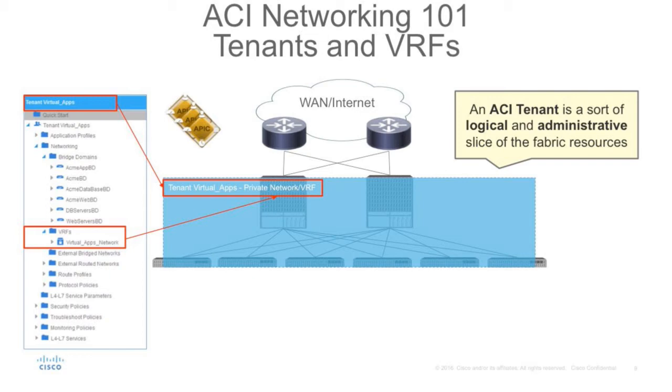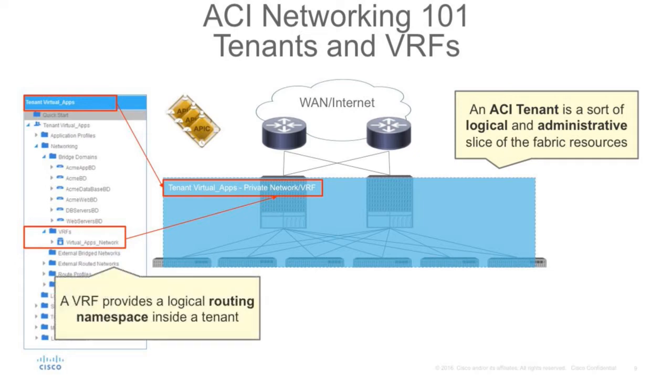And under that tenant, you'll have abstracted networking and policy and application definitions. Now, the first definition you need to have is a routing domain or an IP namespace. That's what a VRF is. A tenant can have one or more, and this will allow you to have distributed routing across the fabric.